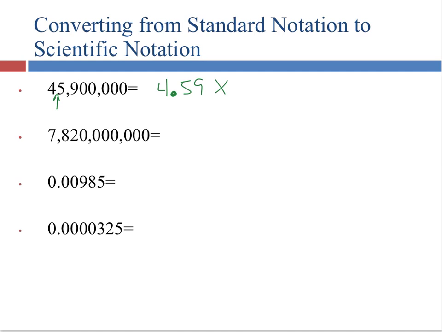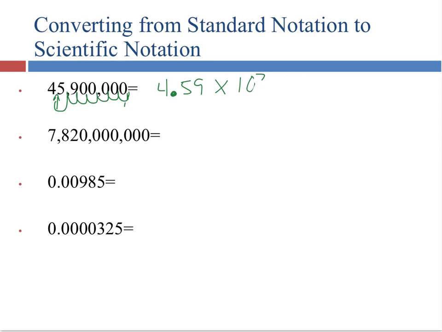Well, looking at this, I move the decimal from here. This is where it started. 1, 2, 3, 4, 5, 6, 7 places. So I multiplied this by 10 million. But instead of writing 10 million, because that doesn't really make our life any easier, we're going to make this 10 to the 7th power.